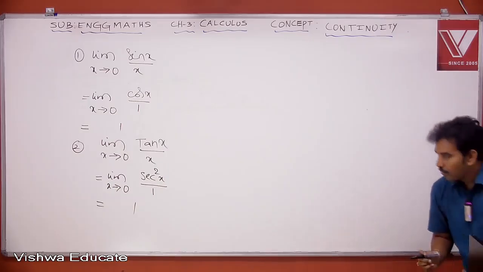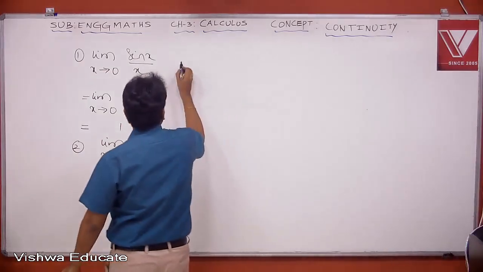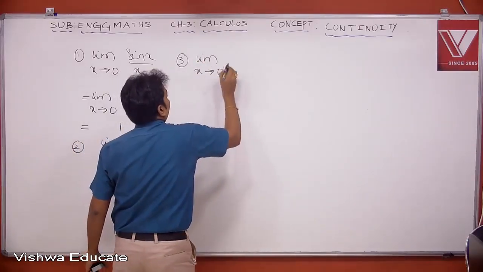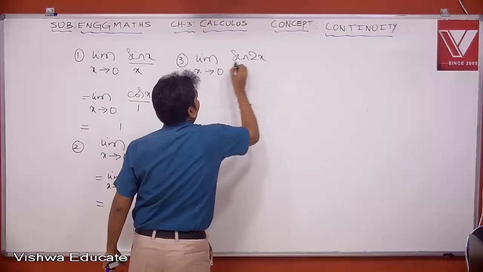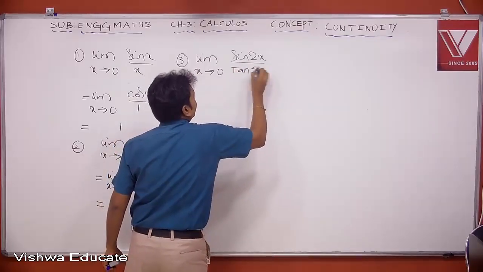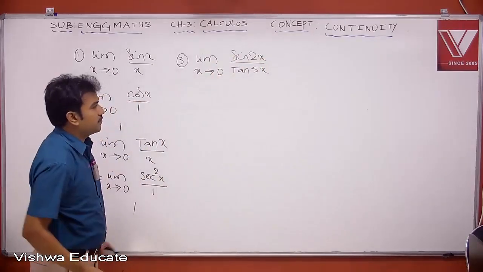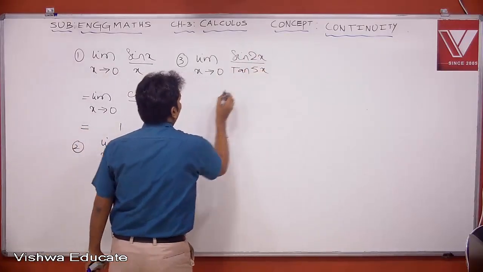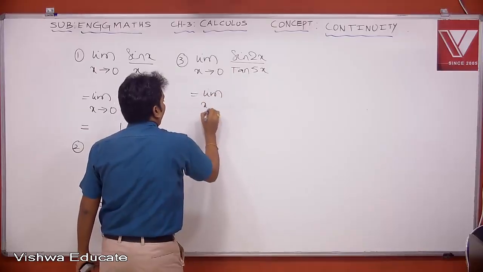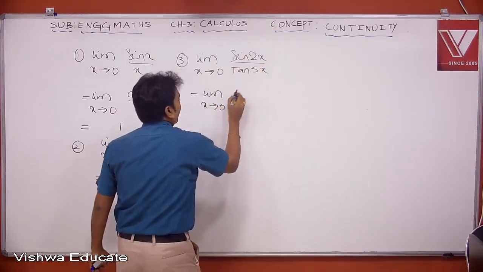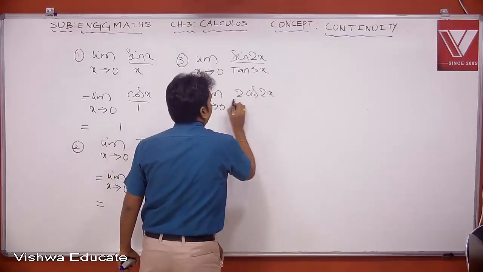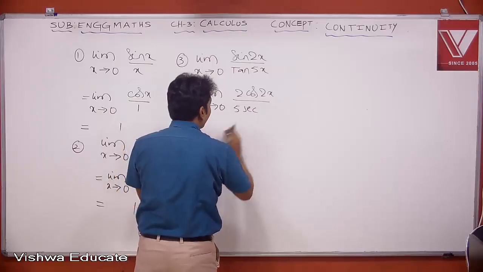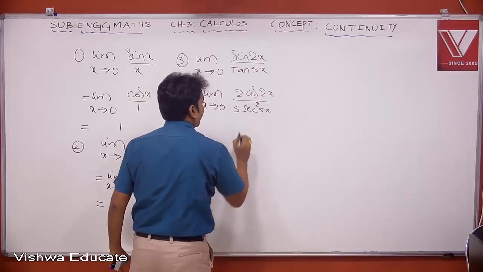Now let us discuss example 3. Limit x tends to 0 of sin 2x divided by, for example, tan 5x. Let us evaluate this limit. One is a sine function and the other is tan. So when you replace x by 0, it is in 0 by 0 form. So apply L'Hospital rule. The derivative of sin 2x is 2 cos 2x, divided by the derivative of tan 5x, which is 5 secant square 5x.